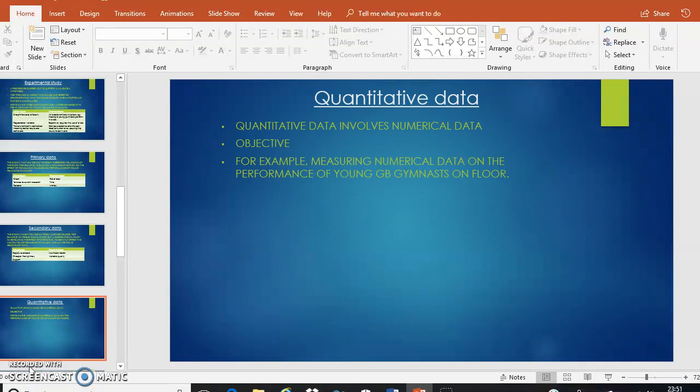So quantitative data. Quantitative data involves numerical data. It's objective, so it isn't based on feelings, it's based on stats and data. And for example, I could measure numerical data on the performance of young Great British gymnasts on floor.